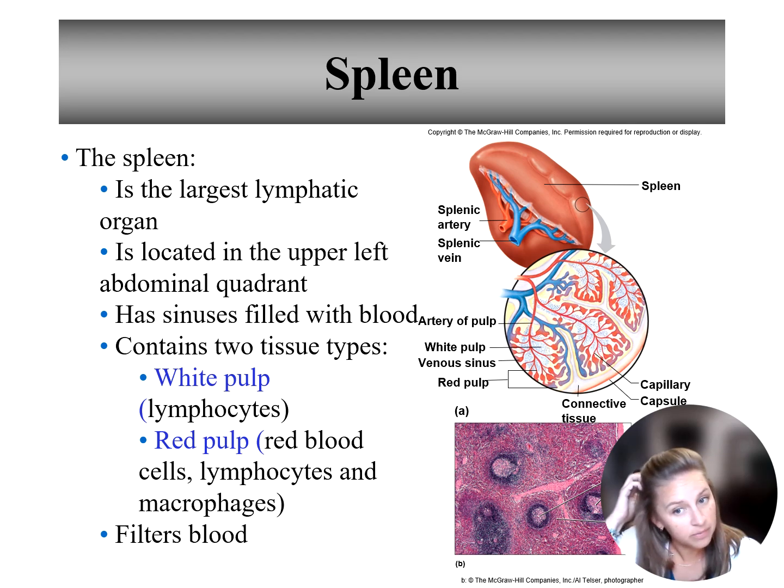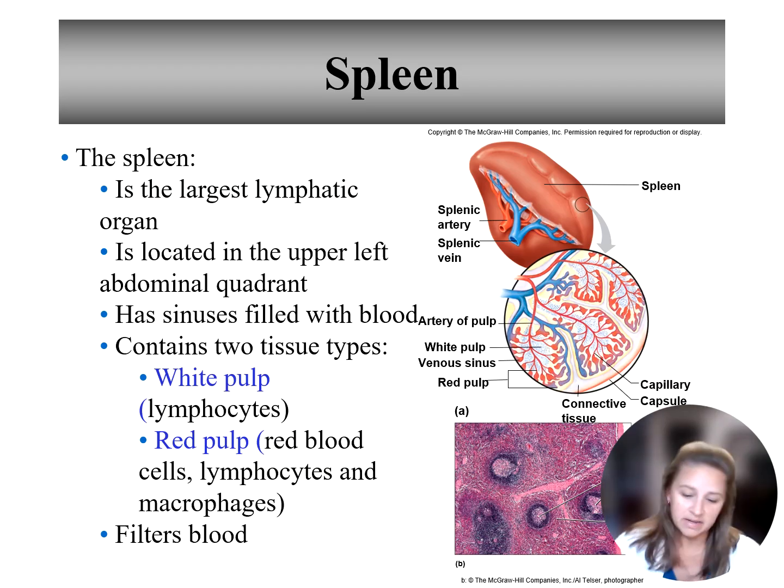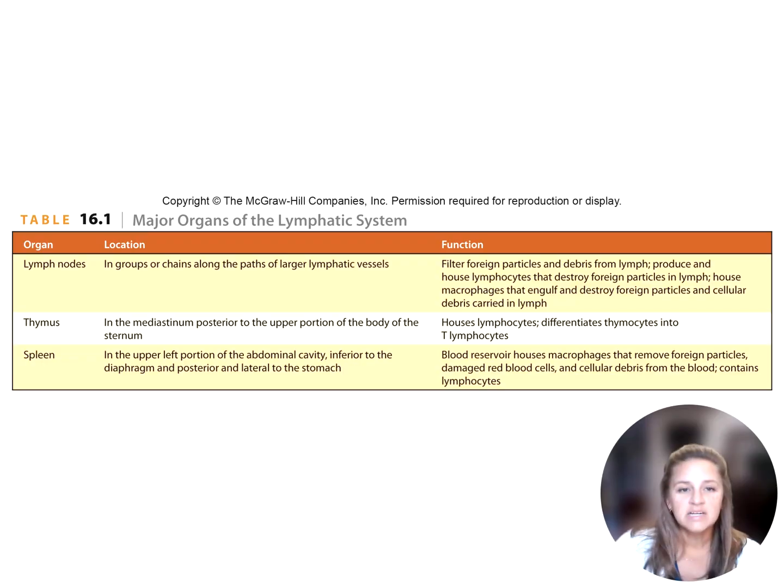The other primary lymphatic organ is the spleen. This is the largest of the lymphatic organs. It's located in the upper left quadrant of the abdomen. It has sinuses that are filled with blood. There are two major tissue types: white pulp, which has lymphocytes, and red pulp, which has red blood cells, lymphocytes, and macrophages. The major job of the spleen is to filter blood. So these are the major organs of the lymphatic system. There are three: lymph nodes, thymus, and spleen, and this kind of summarizes what we've said previously.